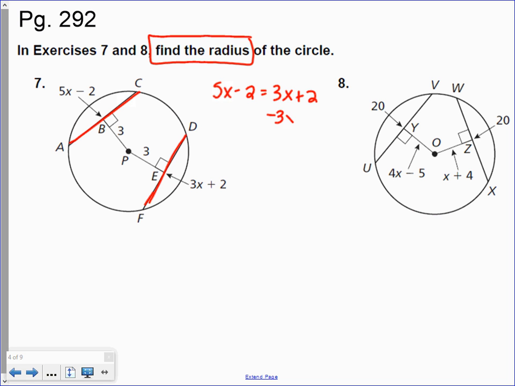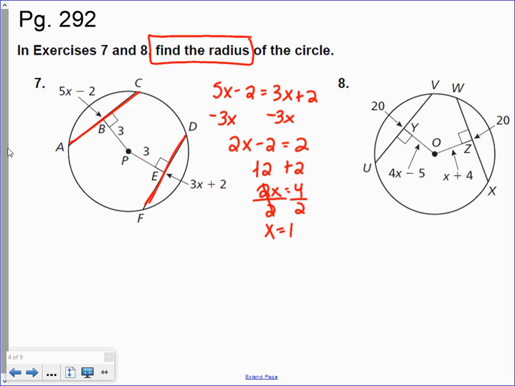So minus the 3x, you get 2x minus 2 equals 2. I'll pause for a second so that those of you still writing can write that down. Add the 2 over, and we get 2x equals 4. Divide by 2, and we get x equals 1. Okay, that's like step number 1.